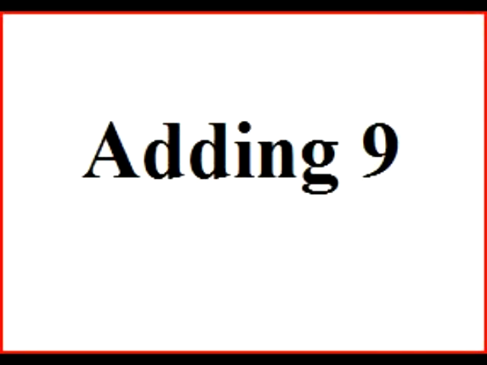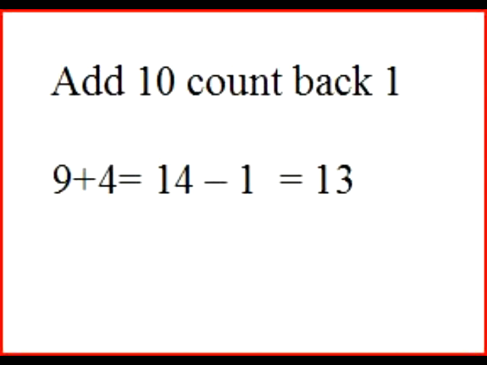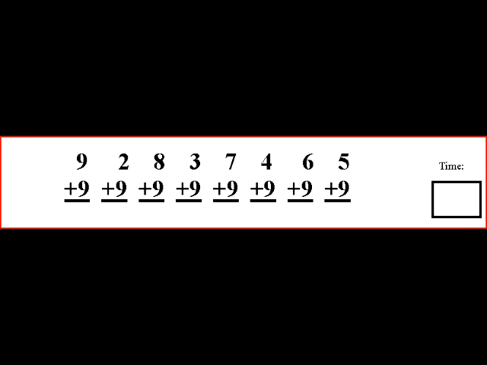Adding 9. To add 9 to a number, just add 10 and count back 1. Thus, 9 plus 4 is 14. Counting back 1 is 13. Now add 9 to the same set of numbers to which you added 10. Follow the same rules as for 10. The theory is that we take 1 away from the number, add the 1 to the 9, making it 10, and then follow the 10 rule.